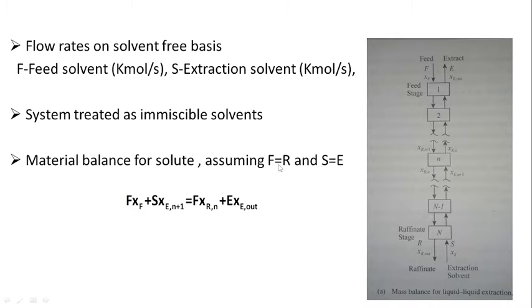We are also assuming that the stream velocity is the same, that is F equal to R. Whatever feed is entering, that molar flow rate will be equal to the molar flow rate of raffinate. Similarly, S equal to E. Then performing the material balance around this section, we will get F into XF plus S into XE equal to F into XR plus E into X out. So this is the operating line equation for extraction.